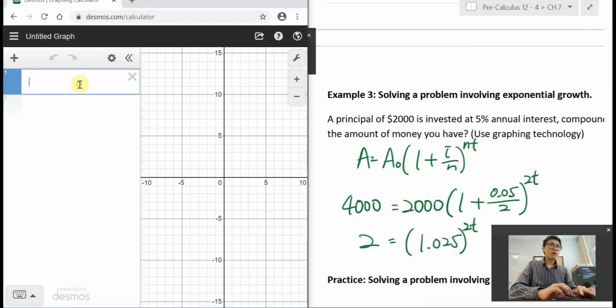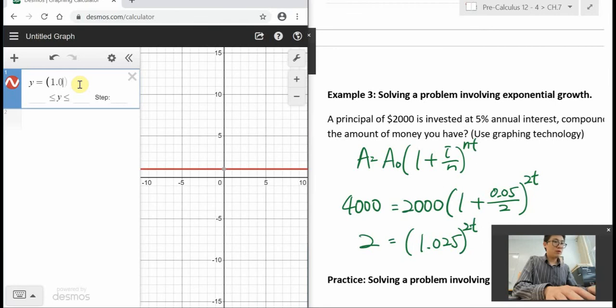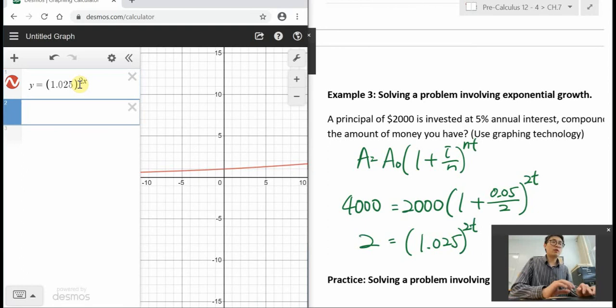Okay, so here is the decimals web app. You just need to type in the equation that we have here. So it's 1.025 to the power of 2t. So we just go y equals, in brackets, 1.025 to the power of 2x. Okay, so that's the graph.